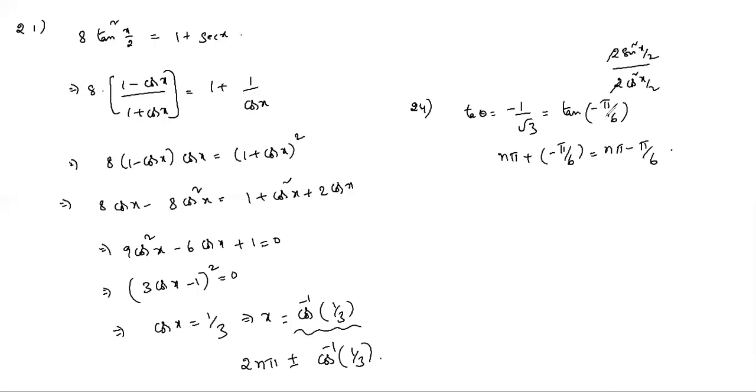Minus 1 by root 3, I already did. In the fourth quadrant you can write minus pi by 6 or 2 pi minus pi by 6, and in the second quadrant pi minus pi by 6. According to the options, you have to write tan negative in the second and fourth quadrants. For the options we have this one, n pi minus pi by 6.